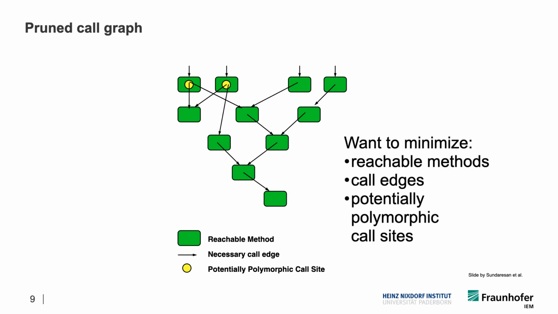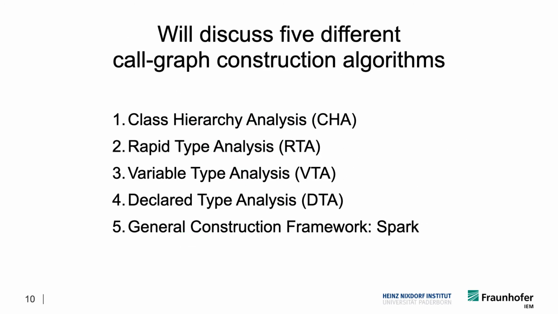So in the end, we want to minimize the number of reachable methods, or determine the smallest set of actually reachable methods. We also want to minimize the call edges and the potentially polymorphic call sites. And like I said, there are a number of approaches that let you do this, and a number of algorithms that are very popular and that I want to cover this week.